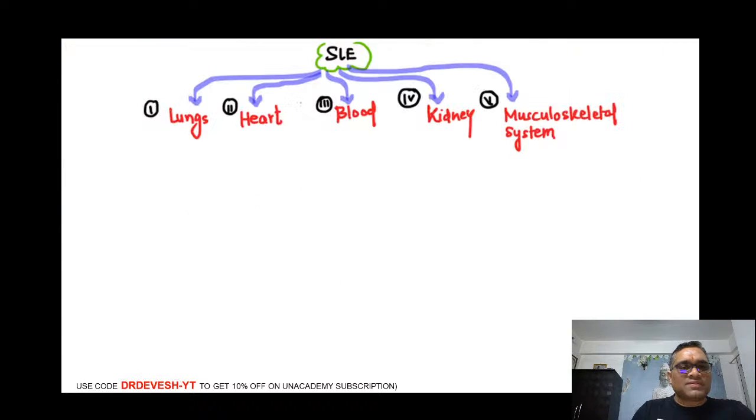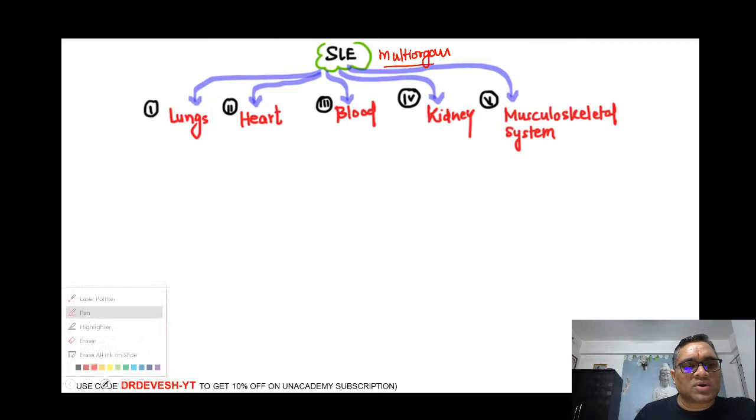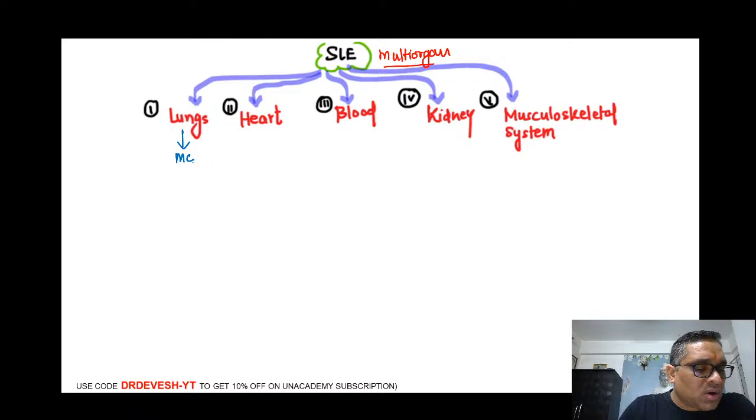Now, as I was telling you, multiple organs are involved. So basically SLE is a multi-organ system disease, right? Multi-organ system involvement will be present. So now you can see all these organs are affected. I just wanted to let you know, in the lungs, what will be the most common finding? Can you tell me in the comment box? These are all MCQs. Lungs: pleural effusion or pleuritis or pleurisy.